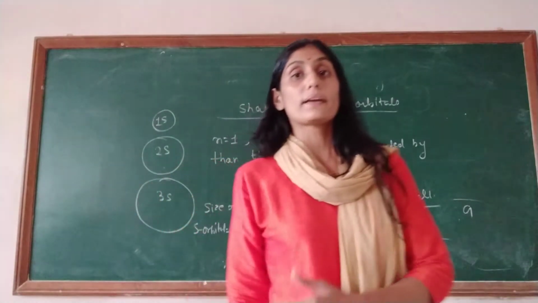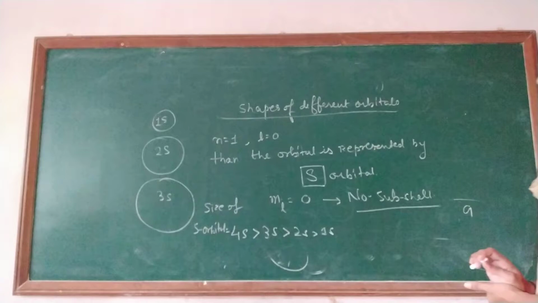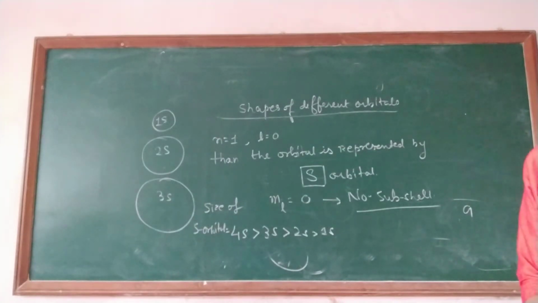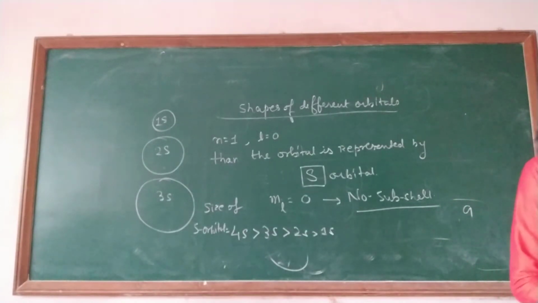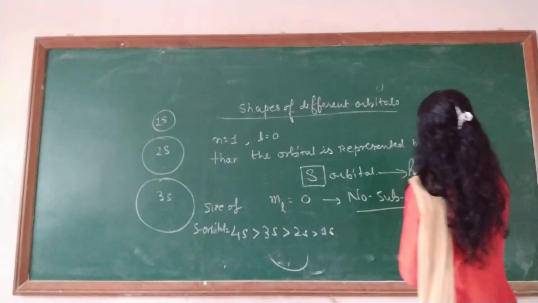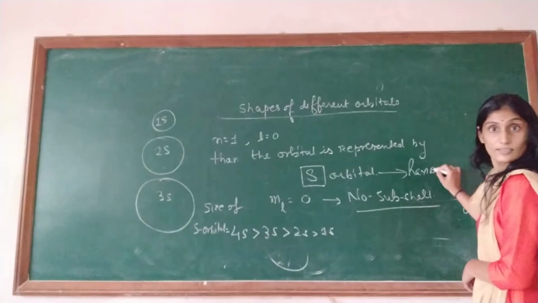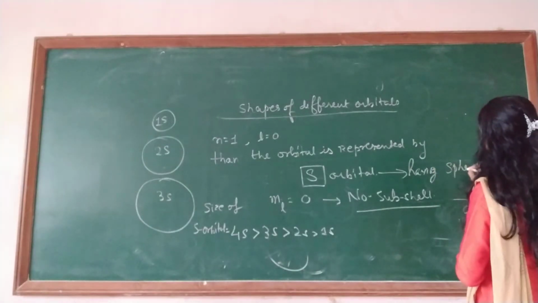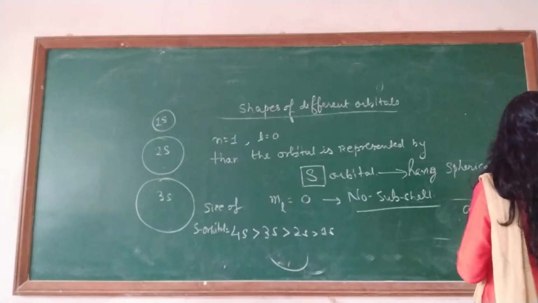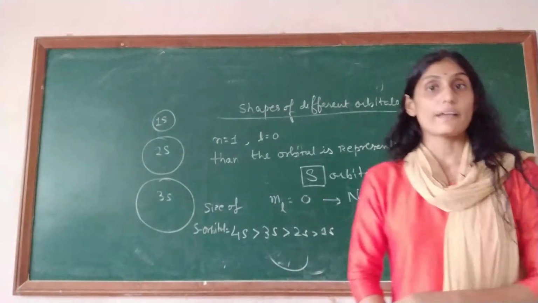So you can copy the shape of the s orbital, where it is represented by n is equal to 1 and l is equal to 0. So we can say that s has a spherical shape. Here we can write: s orbital is having spherical shape. So that is about the s orbital.